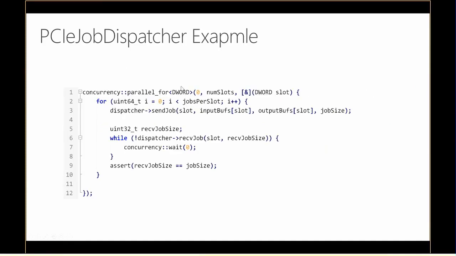Here's a parallel version. By invoking the parallel for, you create a thread for each slot, and a thread is dedicated to send and receive for each slot, so that you can send and receive data on different slots concurrently.